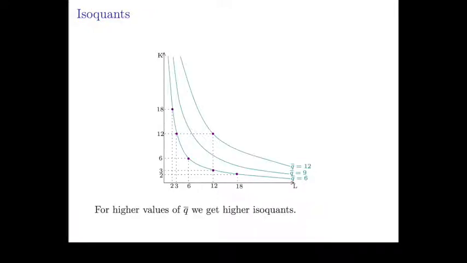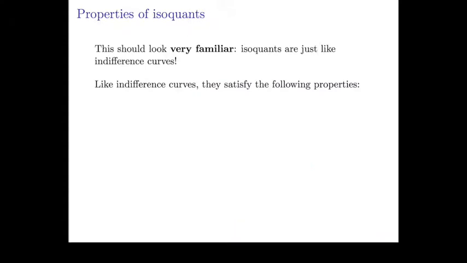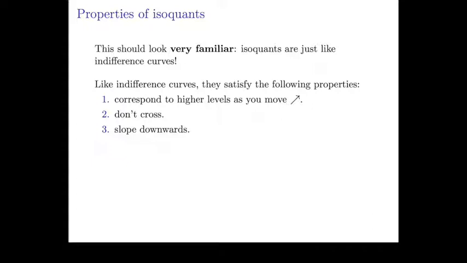For higher values of output, we get higher isoquants. So what are some properties of isoquants? They're going to have some very familiar properties. They're just like indifference curves. The further you go in this direction, the higher the level of output. When we were talking about indifference curves, the further you went in that direction, the higher the utility level. They're not going to cross, just like indifference curves don't cross, isoquants don't cross. They're going to slope downwards, which reflects that you substitute one input for the other.